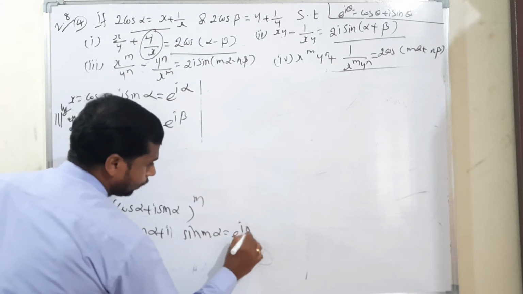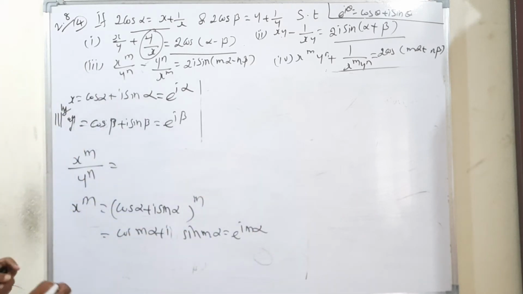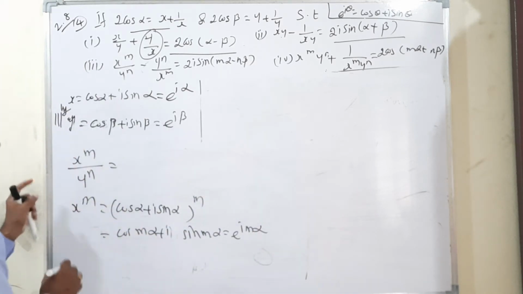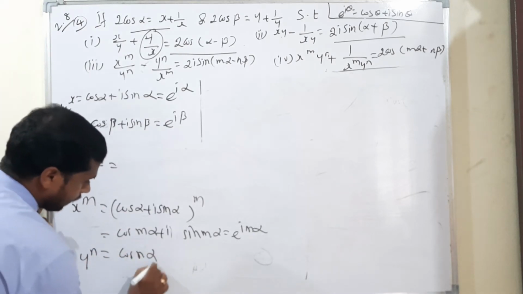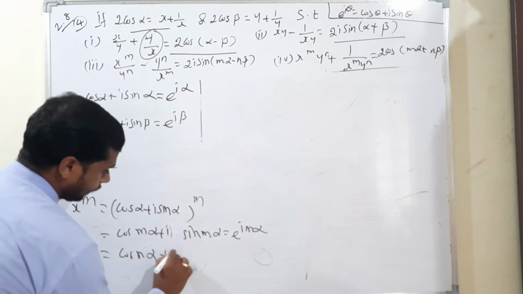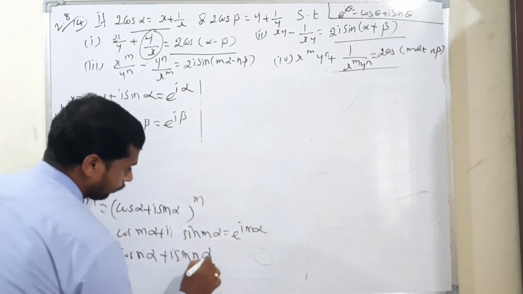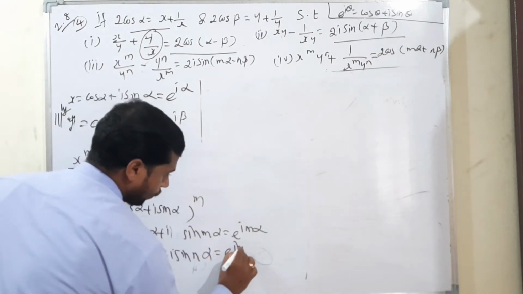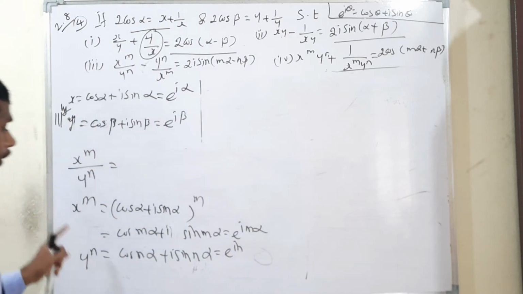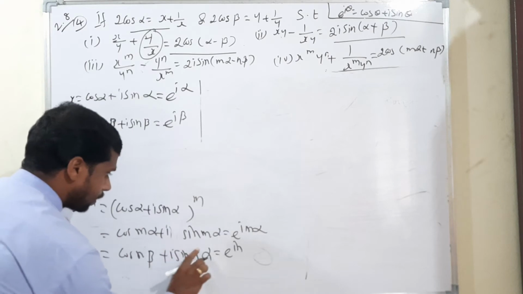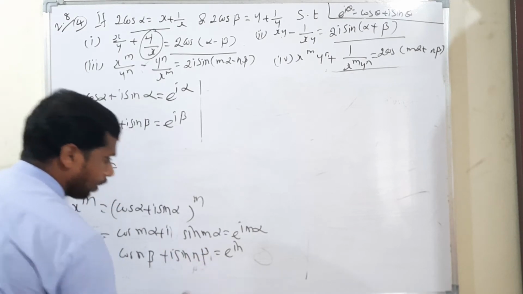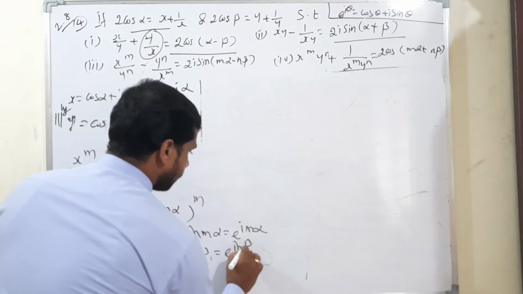This is actually e to the power i m alpha. Then y to the power n, isn't it? So y to the power n means cos n alpha plus i sin n alpha. This is e to the power i n, sorry, y means beta, no? This is also beta. So e to the power i n beta.